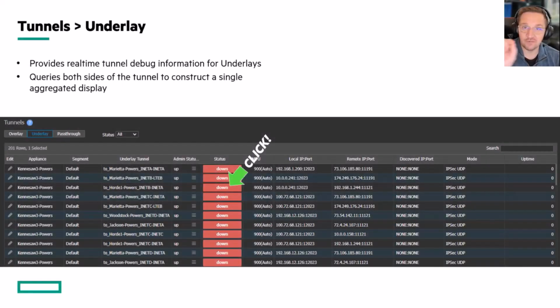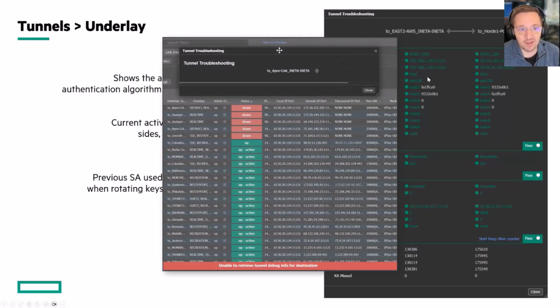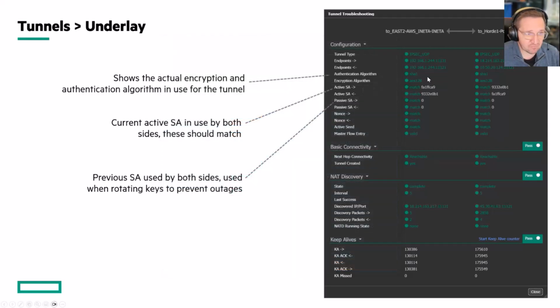If you go to tunnels, configuration, tunnels, and you go to underlay, you'll notice here on the right that when you click the status button, it will pop up a newly formatted and newly improved tunnel troubleshooting tab. If either side is offline, it's just going to throw an error at you. This means that one of the two sides that you were trying to query is not online. That's probably also why the tunnel's down in a lot of cases.